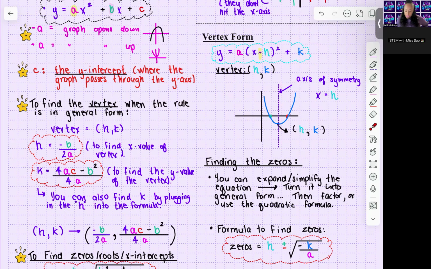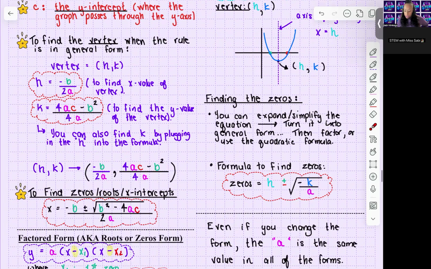If you want to find the zeros, there is actually a formula to find the zeros when it is in the vertex form. So h, which is the x value of your vertex, plus or minus the square root of negative k over a. Okay, so that is how you find the zeros when it's in vertex form.